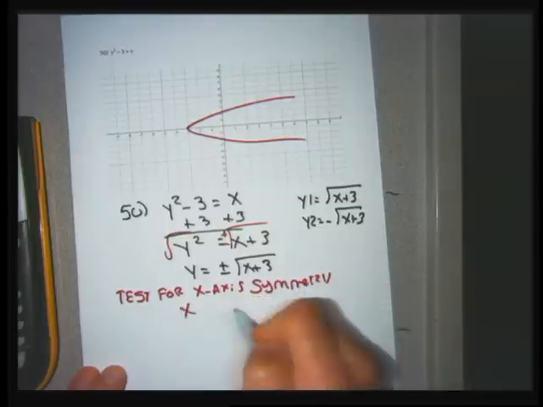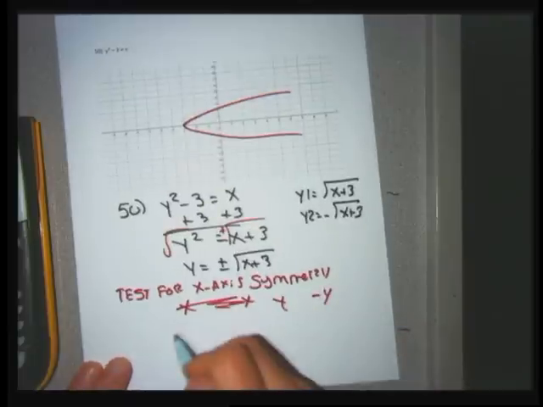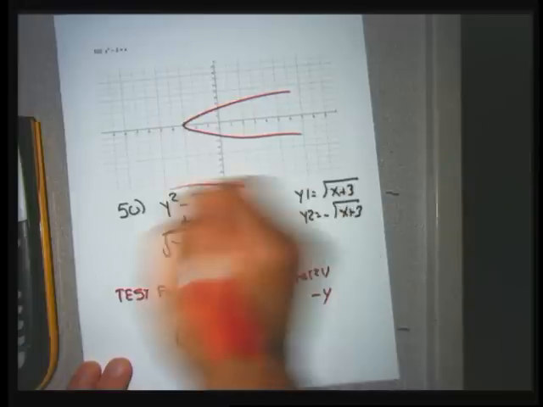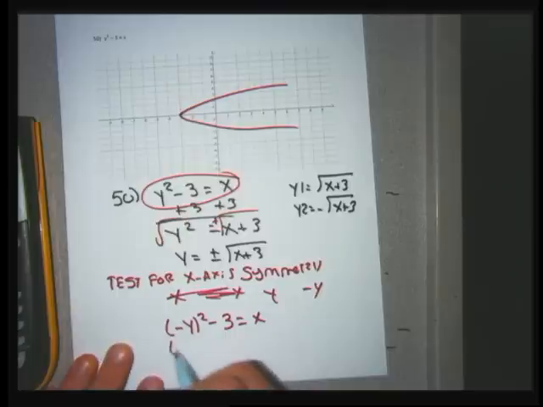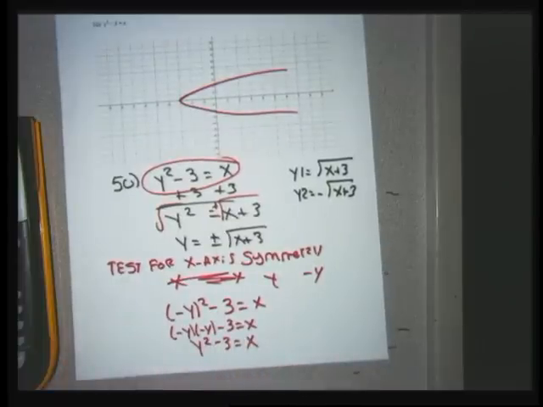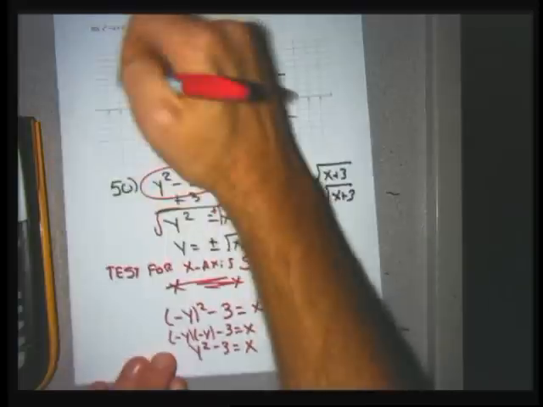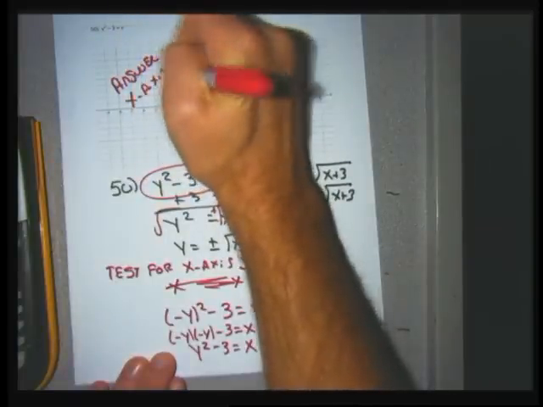To do that, I change the y to negative y, and I simplify. So I'm going to go, does negative y squared minus 3 equal x, which is the original problem with the y changed to negative y, simplify to the original problem? Well, negative y squared is negative y times negative y. Two negatives multiply to be a positive. Two y's multiply to be y squared. Because the original problem is what I get when I change y to negative y and simplify, the answer is this has x-axis symmetry.